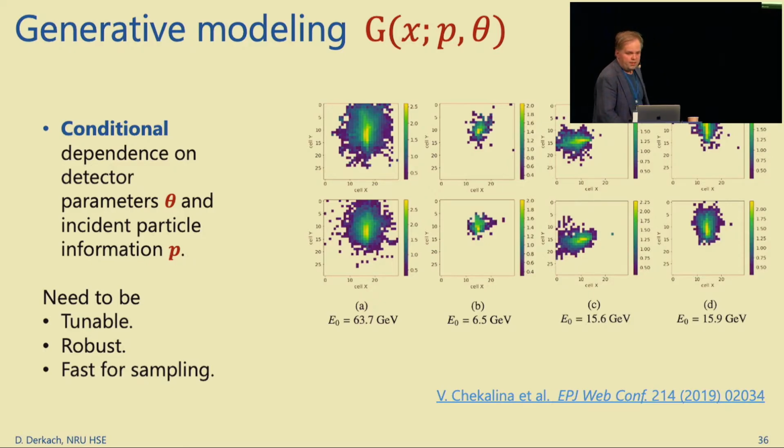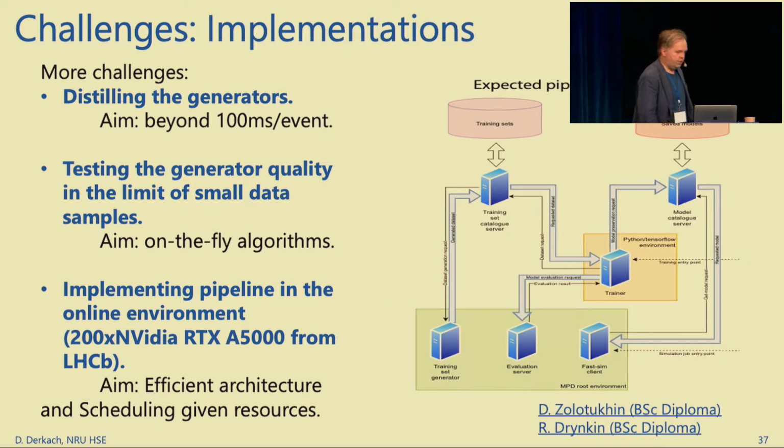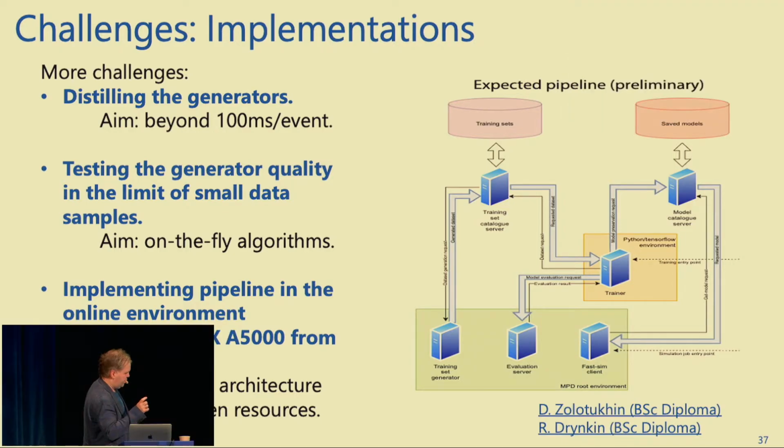This created quite a lot of challenges. We have several challenges before us, and we are working now on distilling the generators. Currently we are able to describe fully what is happening inside the event, inside the detector, with the help of a generative adversarial network, and we only spend around 200 milliseconds, but we need to go beyond 100 milliseconds with the same quality.